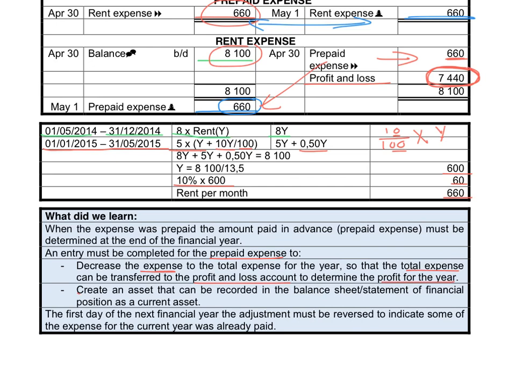An asset must be created that can be recorded in the balance sheet, or the statement of financial position, as a current asset. On the first day of the next financial year, the adjustment must be reversed. So what we did at the end of the previous year must be reversed to indicate that some of the expense for the current year was already paid. So we will debit our expense account and we will credit the prepaid expense account.